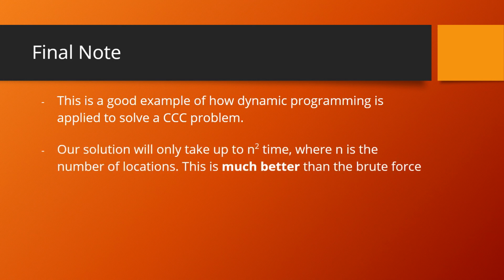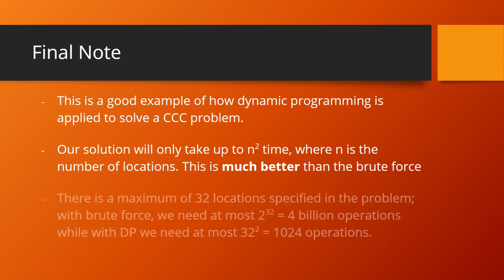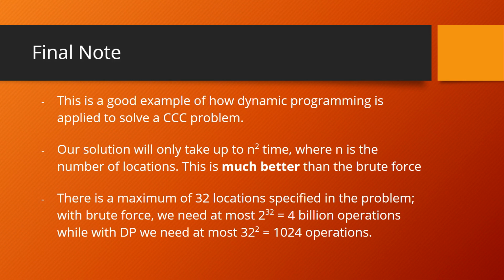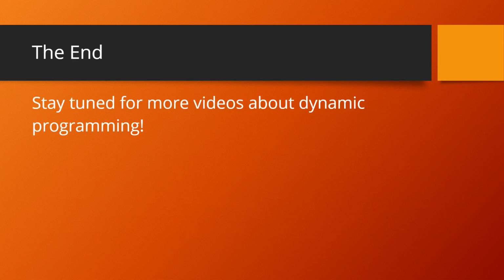Our solution is much more effective because it will only take up to n squared time, where n is the number of locations. This is much better than the previous brute force method. There is a maximum of 32 locations specified in the problem. With brute force, we need at most 2 to the 32, which is 4 billion operations, while with dynamic programming, we need at most 32 squared, which is 1024 operations. Stay tuned for more videos about dynamic programming.